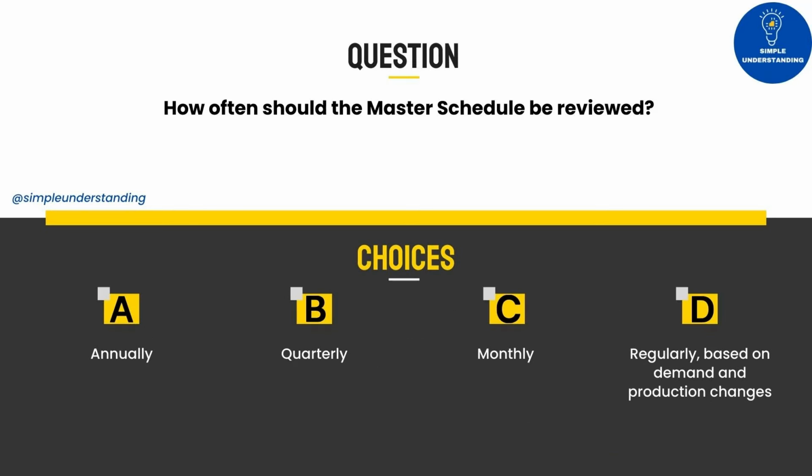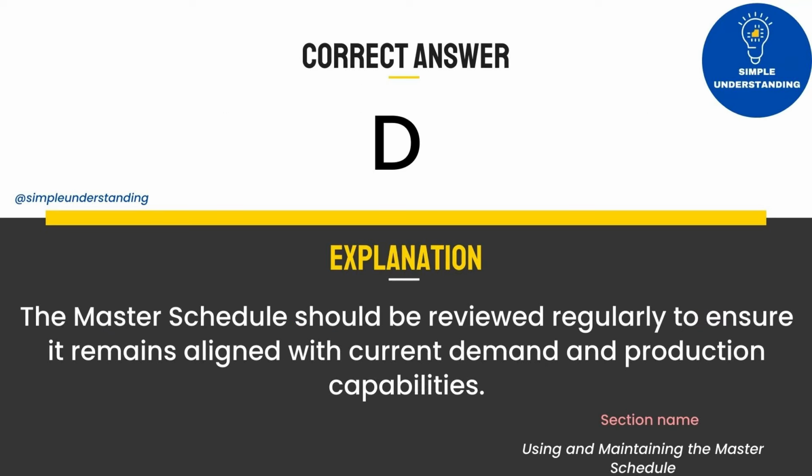2. How often should the master schedule be reviewed? A. Annually. B. Quarterly. C. Monthly. D. Regularly, based on demand and production changes. Correct answer: D. Overall explanation. The master schedule should be reviewed regularly to ensure it remains aligned with current demand and production capabilities.